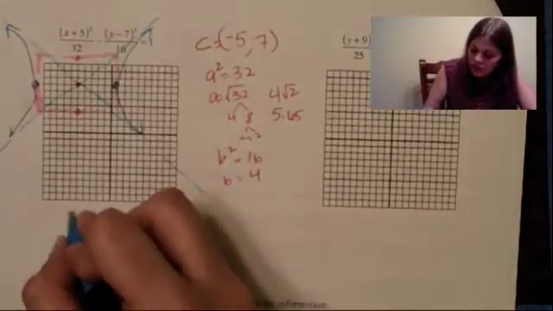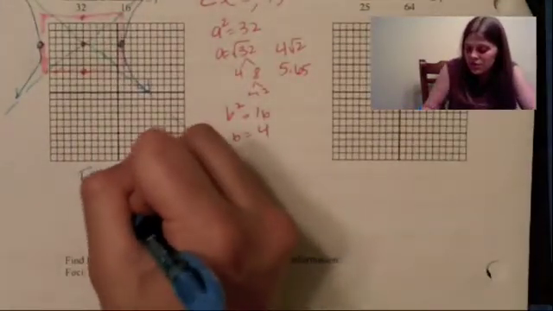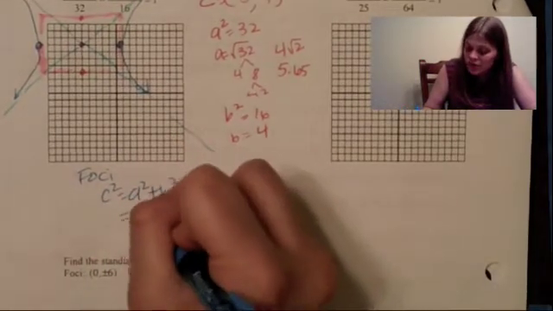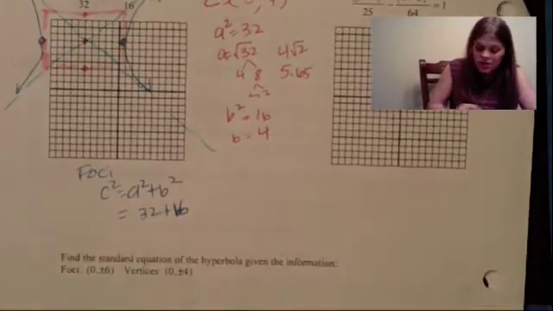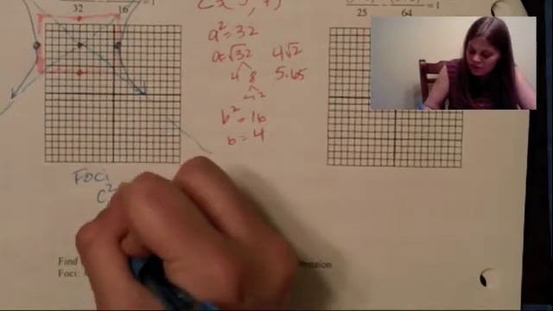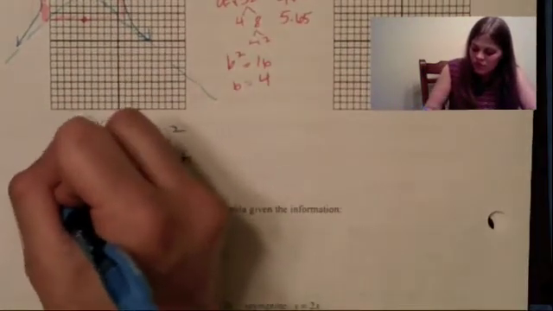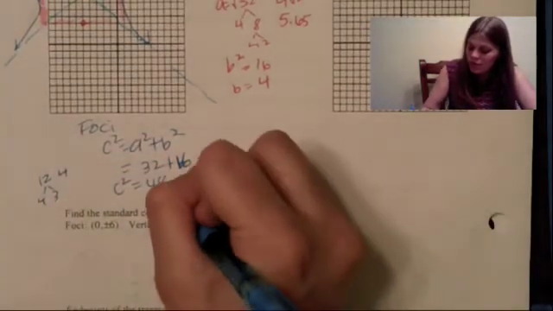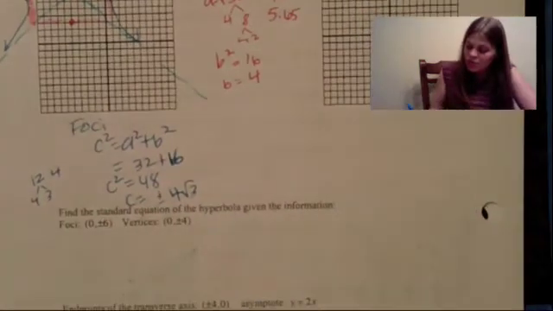To find the foci, you're going to do c squared is a squared plus b squared. So your a squared is 32, your b squared is 16, so 32 plus 16 gives you 48. That gives you 16 times 3, which is 4 times 4 times 3, so I have 4 root 3. So your c is 4 root 3.